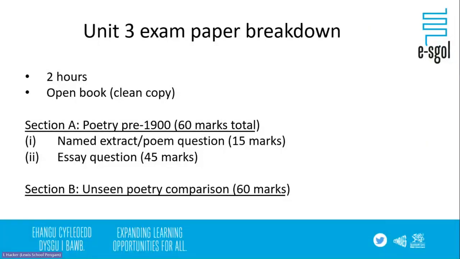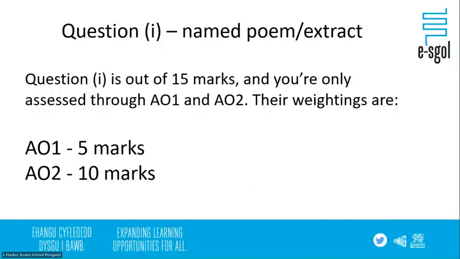Then section B, also worth 60 marks, is the unseen poetry comparison question. So what we'll do this evening is I will take you through some hints and tips for how best to answer all 3 of those questions on the Unit 3 exam. Okay, so let's start with question 1, the named poem or extract.